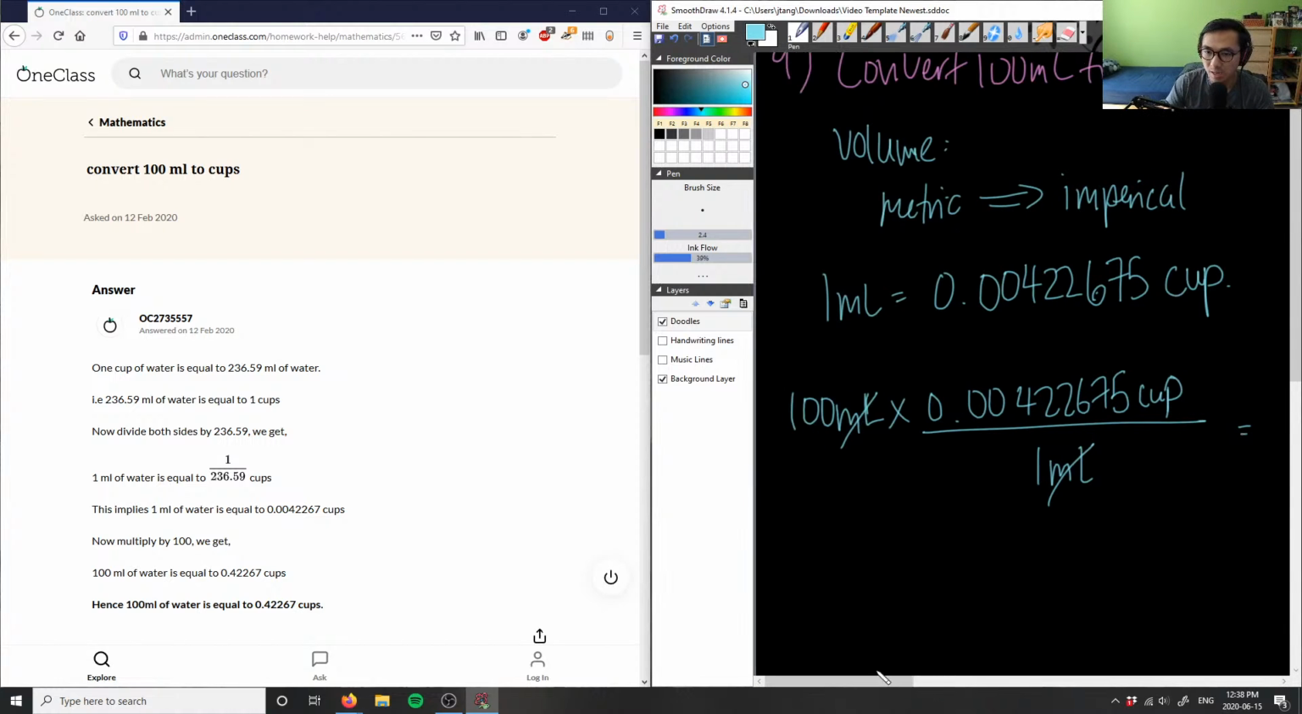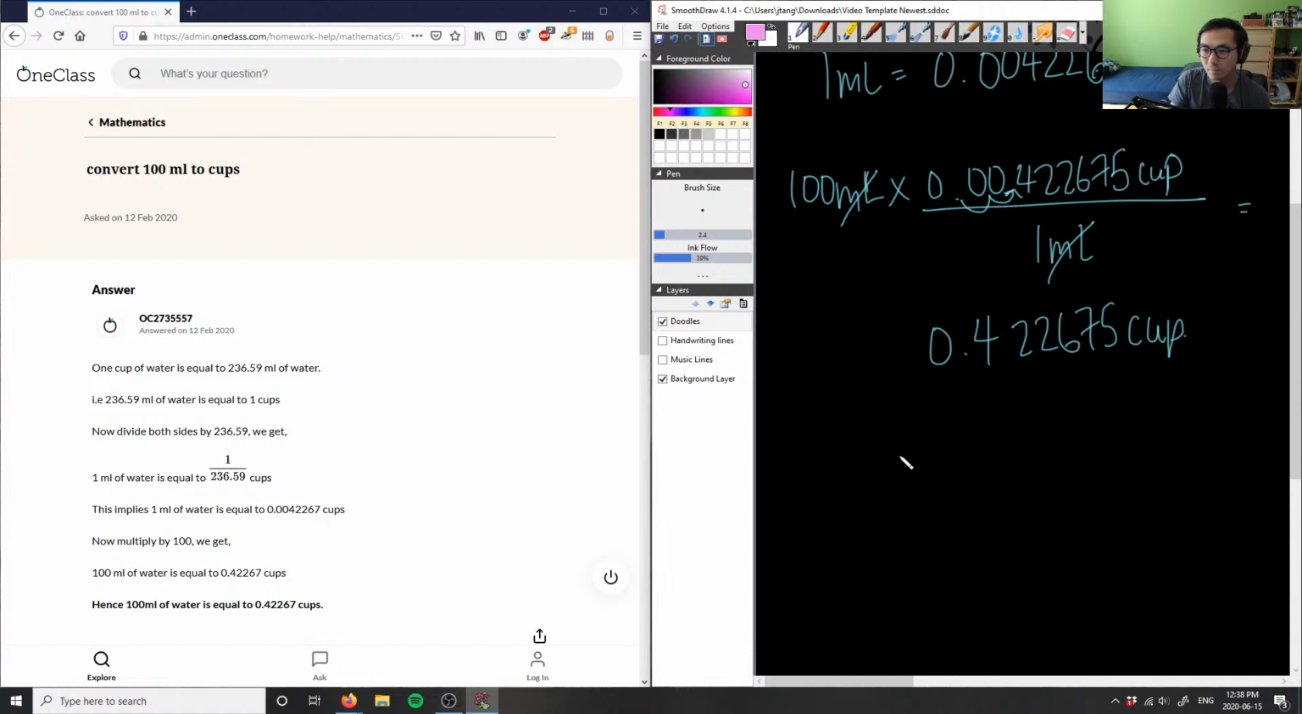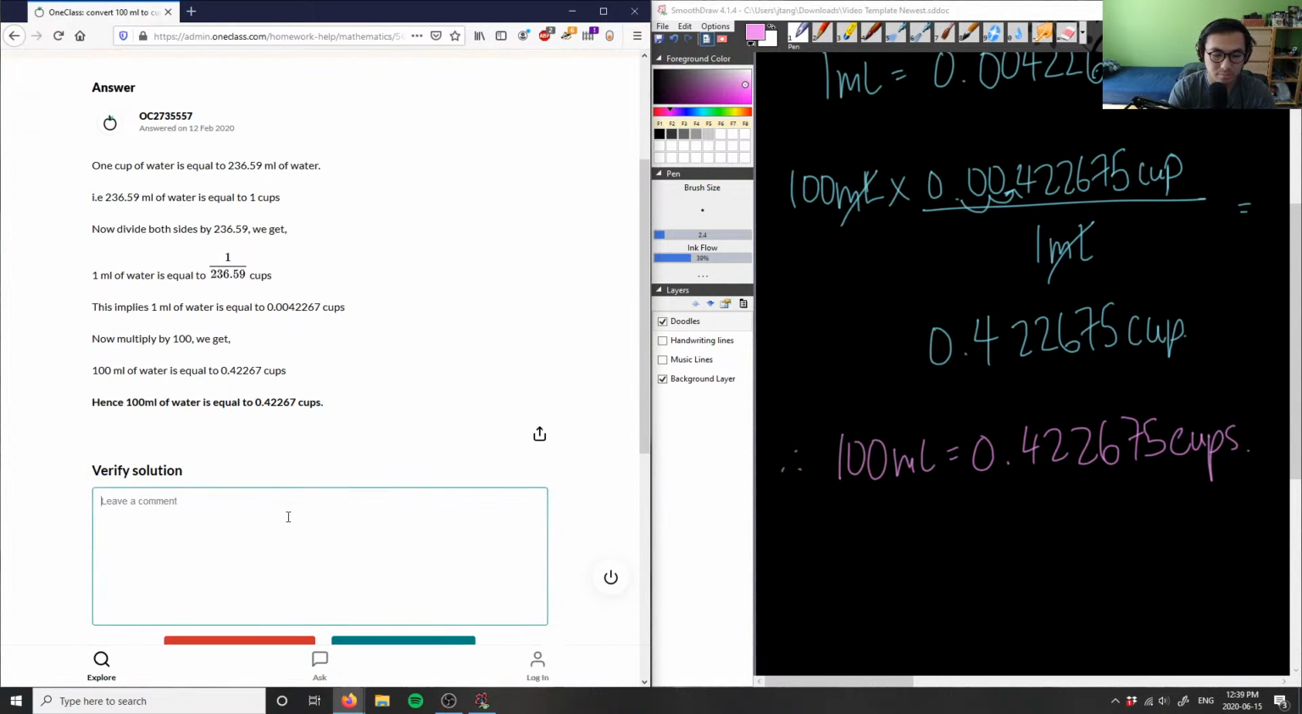So I have 100 times 0.004222675. If I multiply by 100, I can simply move the decimal place 2 places to the right, right? So this is 0.4222675 cup. So I can say therefore 100 mLs is equal to 0.4222675 cups. So this solution here is correct because they wrote 0.42267, so they just rounded here. So the solution here is correct.